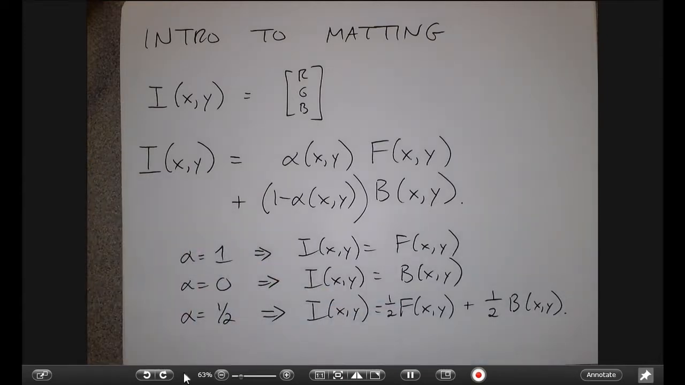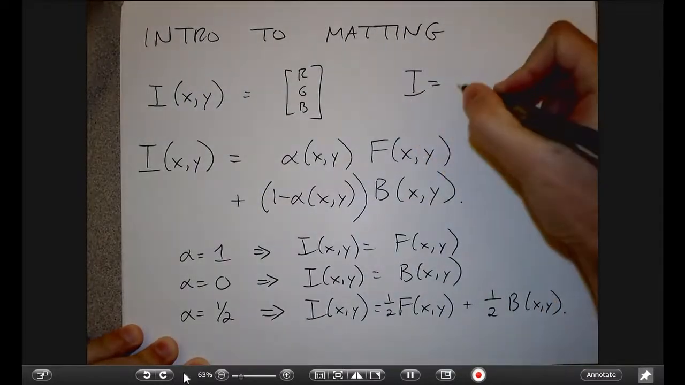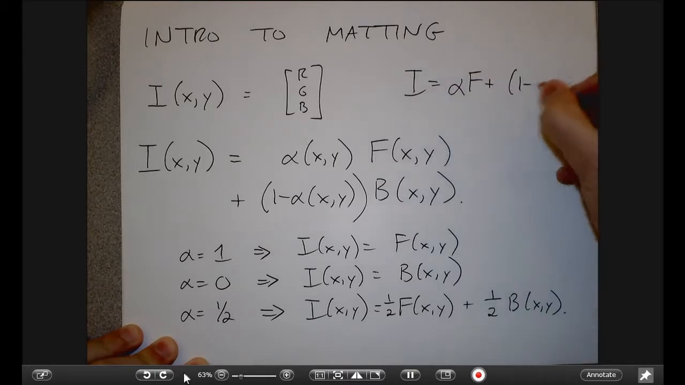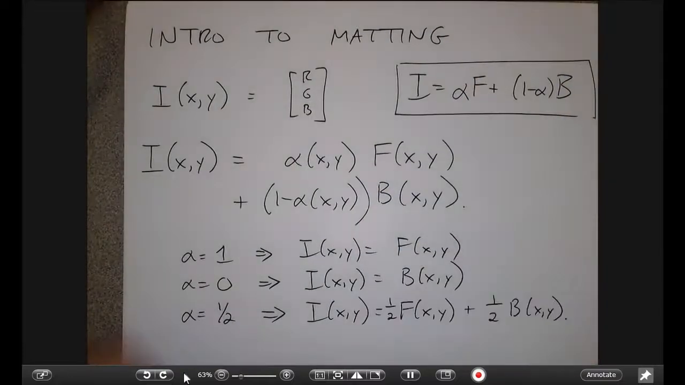Most of the time we deal with images where many pixels are close to 0 or 1, and some pixels are a fractional distance between the foreground and the background. And because it's clumsy to keep writing the x,y in parentheses, I'm usually going to abbreviate this equation to just: the image equals alpha times the foreground plus 1 minus alpha times the background, with the understanding that everything here depends on the pixel I'm at in the image.